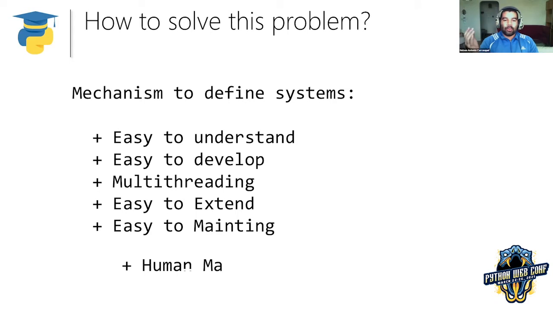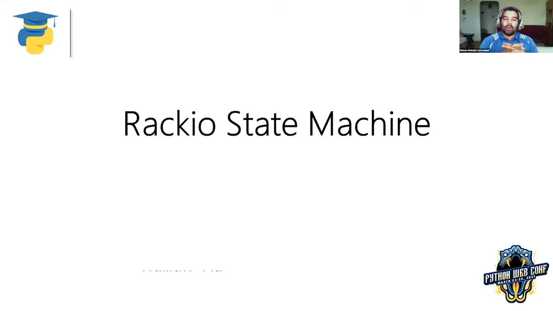Well, we wanted to create a mechanism to define a system following these constraints: easy to understand, easy to develop, multi-threading, easy to extend, and easy to maintain. So we took a look at the state machine concept. That is one of the concepts that was used by electrical engineers, and today it is also used to design digital systems. And we ended up building something called Rackio state machine. This is something that we built in order for you to create subsystems inside your application by following some design principles. So what is a state machine?